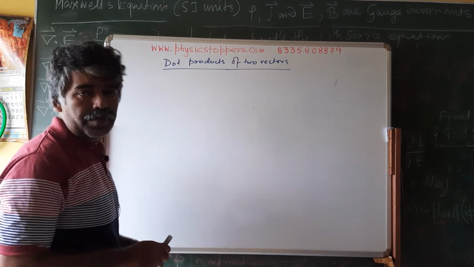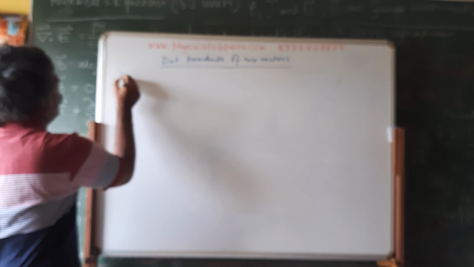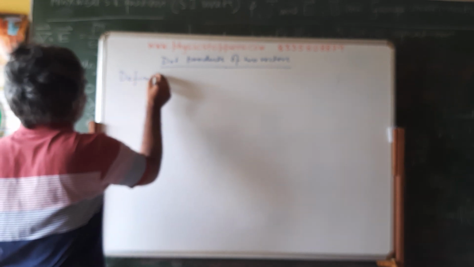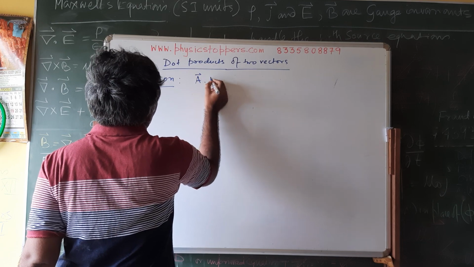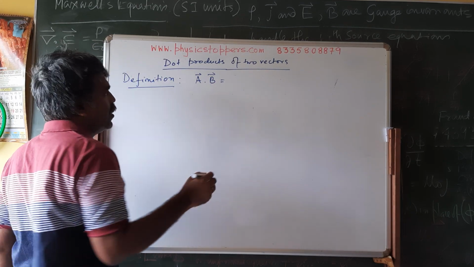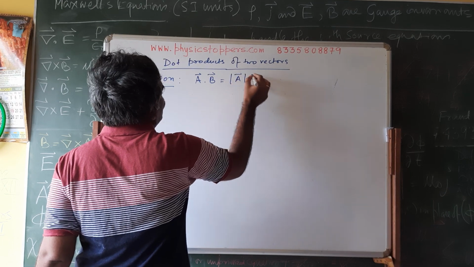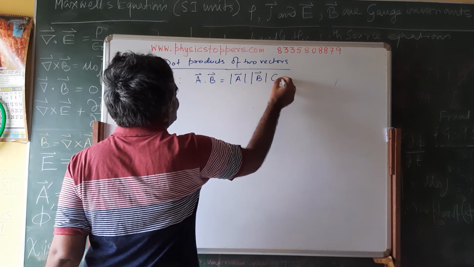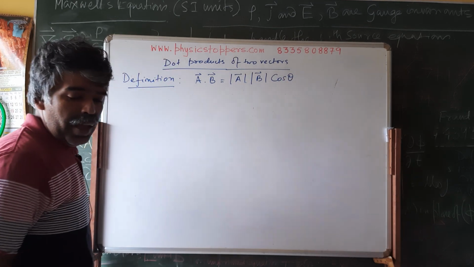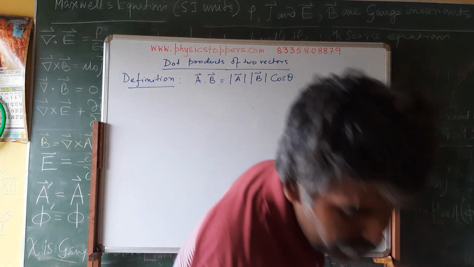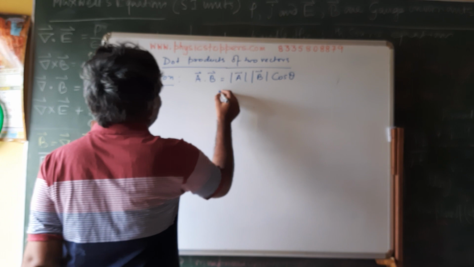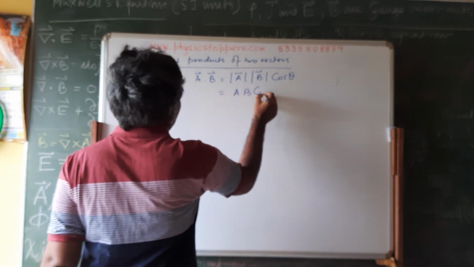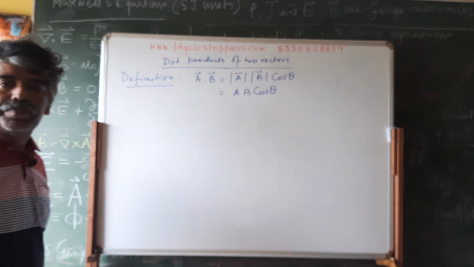Dot product of two vectors. Definition. The dot product of two vectors A dot B is defined as the magnitude of A times the magnitude of B times the cosine of the angle between them. So you can also write this as AB cos theta.